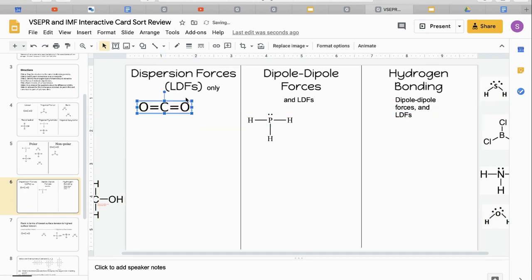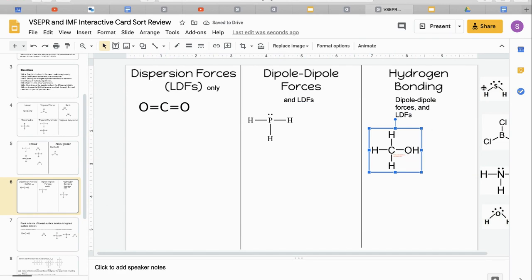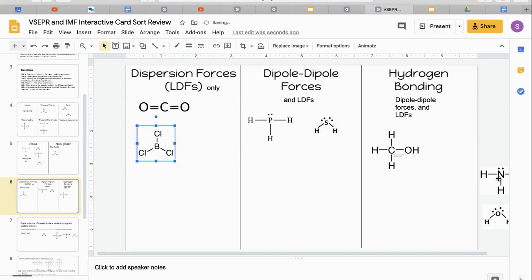Here, we only have a nonpolar CO2 molecule. It's only going to have dispersion forces. Methanol, well, this H has FON. H is bonded to an O. It can hydrogen bond. SH2 is polar, but it cannot hydrogen bond. BCl3 is nonpolar. NH3, ammonia, hydrogen is attached to FON, so it can hydrogen bond, and we already know that water can hydrogen bond.